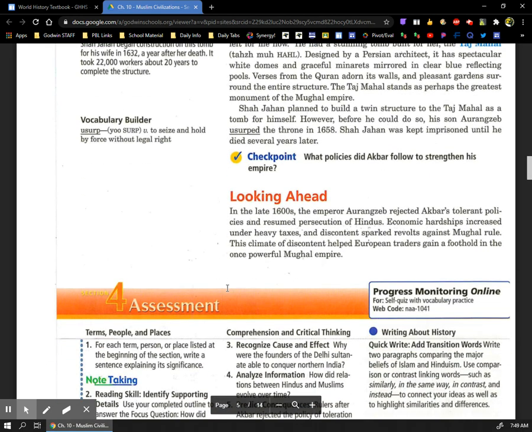Looking ahead, in the late 1600s, the Emperor Aurangzeb rejected Akbar's tolerance policies and persecuted Hindus. Economic hardships increased under heavy taxes, and discontent sparked revolts against Mughal rule. This climate of discontent helped European traders gain a foothold in the once powerful Mughal Empire.